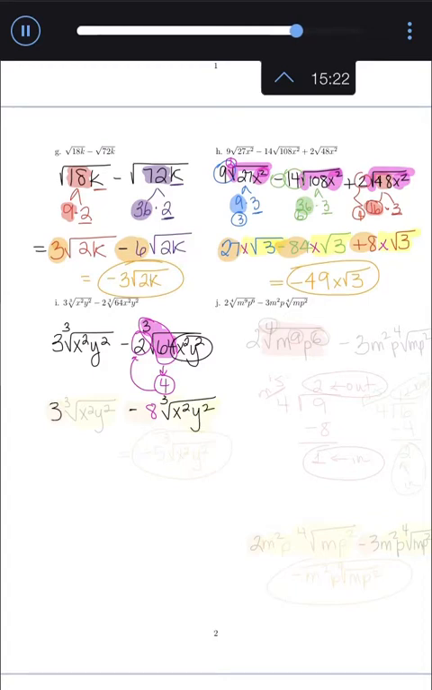The first piece doesn't even need to change. And now they are like terms. They both have an x squared and a y squared inside of their cube roots. So they're both cube roots with an x squared and a y squared inside, so they are like terms now. I can add and subtract normally. I've got a 3 minus an 8, which will give me now a negative 5. So negative 5 cube roots of these x squared y squareds. And that's my final answer.